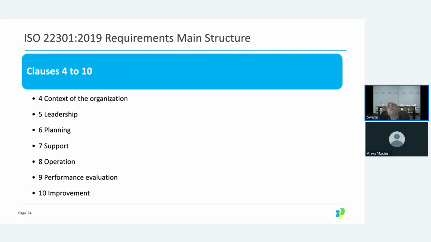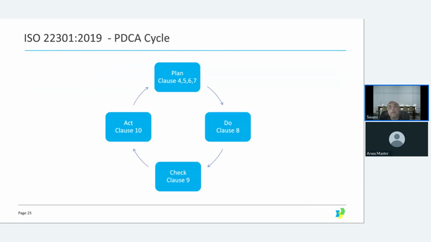As you know, all ISO management systems follow the plan, do, check, act model. Clauses 4 to 7 are about planning the implementation of the business continuity management system. Clause 8 talks about what you have to implement. You have to identify controls, and whatever you have identified in your plan, you have to implement those controls. Then once you implement, you have to review and analyze whether it is going to meet your requirements or not.